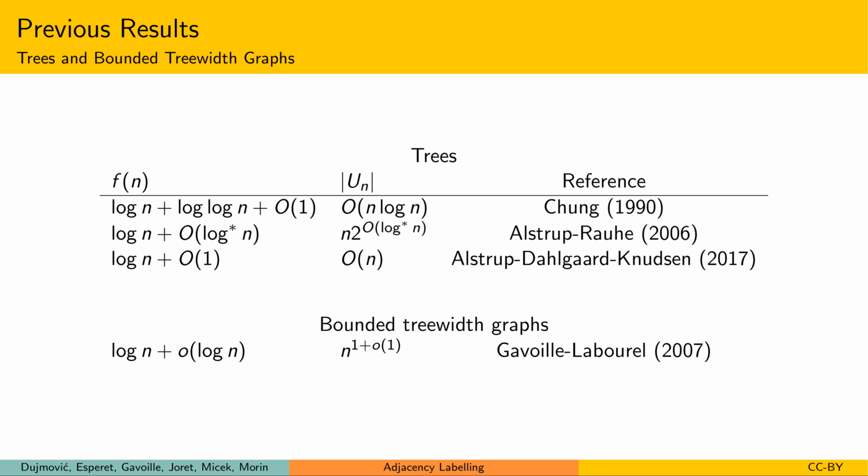Nearly optimal adjacency labeling schemes and universal graphs for trees and forests have been known since the work of Chung on universal graphs in 1990. Work in this area has recently culminated in the result of Alstrup, Dalgaard, and Knudsen, who give a log n plus O of 1 bit labeling scheme for the family of forests. This is optimal up to the constant additive term. As part of their work on planar graphs, Gavoille and Labourel showed that the class of bounded tree width graphs have near optimal labeling schemes.